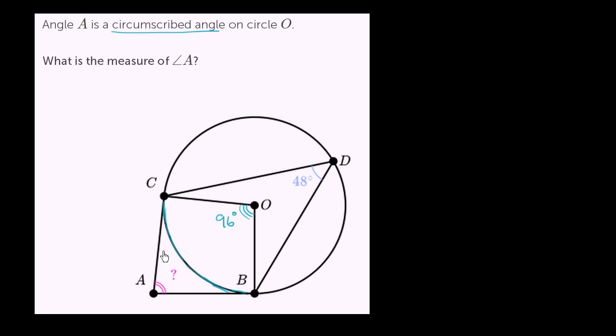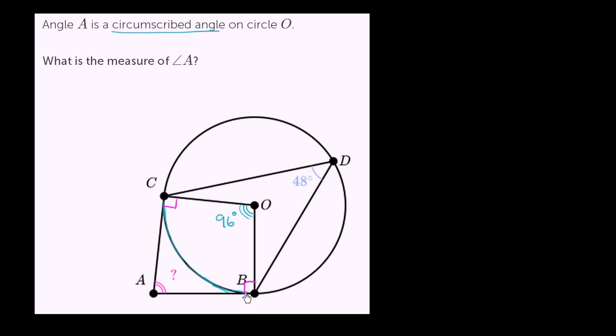So that means AC and AB are each tangent to the circle. Well, a line that is tangent to the circle is going to be perpendicular to the radius of the circle that intersects the circle at the same point. So this right over here is going to be a 90-degree angle. And this right over here is going to be a 90-degree angle. OC is perpendicular to CA. OB, which is a radius, is perpendicular to BA, which is a tangent line, and they both intersect right over here at B.